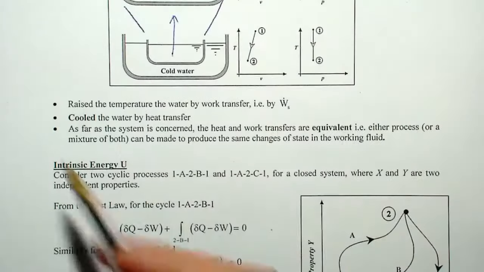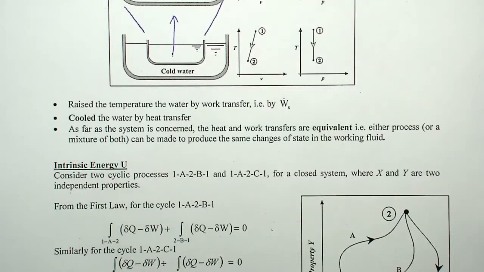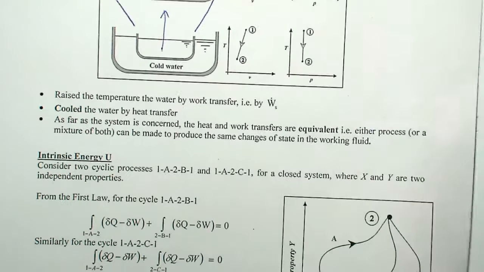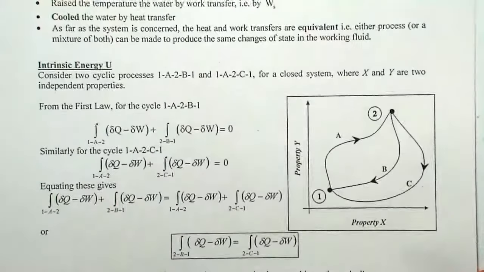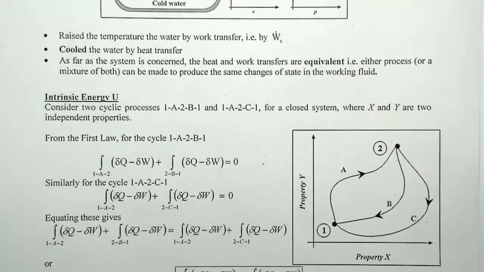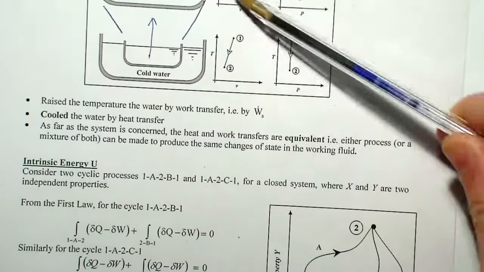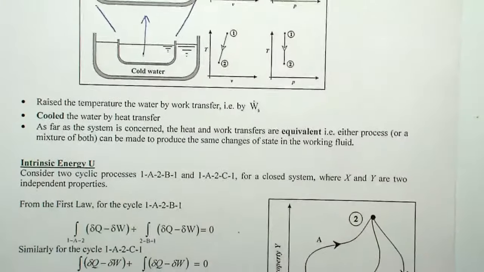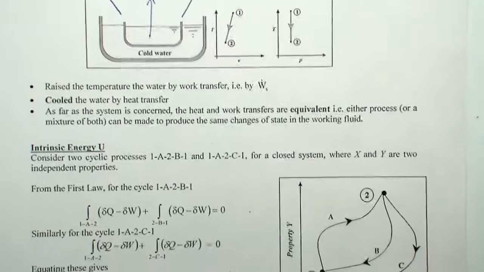What does it mean? As far as the system is concerned, there must be an equivalent transfer between heat and work. Again, that's emphasizing the fact that these are the same thing. Work and heat come from the same principle, despite their differences. And they both would result in the change of state. What I mean by change of state is moving from 1 to 2 or 2 to 1. That's what work and heat can both do.